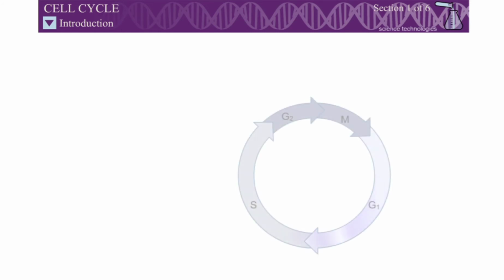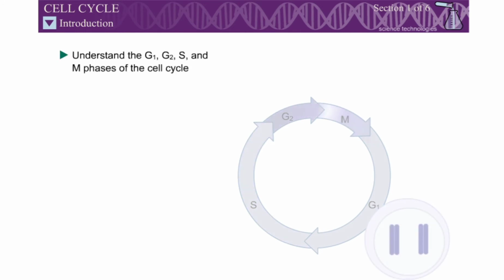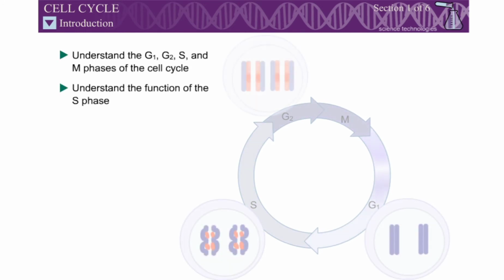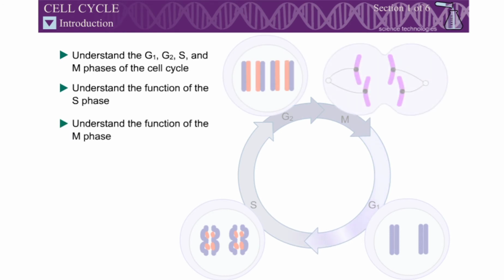Called the cell. The events required for a single round of cell division are called the cell cycle. When you have completed this exercise, you should understand the different phases of the cell cycle, understand the function of the S phase, understand the function of the M phase, and understand how DNA replication and cell division are tightly orchestrated to ensure that a parental cell divides into two healthy daughter cells.